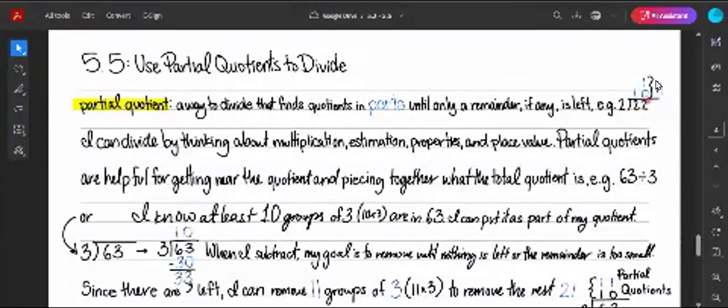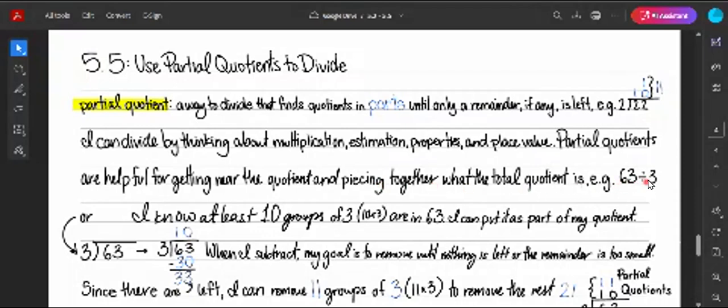So 2 divided by 22 equals 11 because 10 plus 1 makes 11. So I can divide by thinking about multiplication, estimation, properties, and place value. Partial quotients are helpful for getting near the quotient and piecing together what the total quotient is.